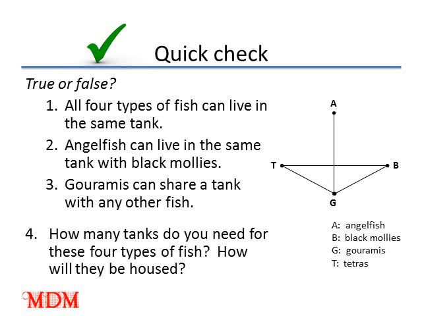In the first instance, you're to answer true or false. All 4 types of fish can live in the same tank. The answer is false.